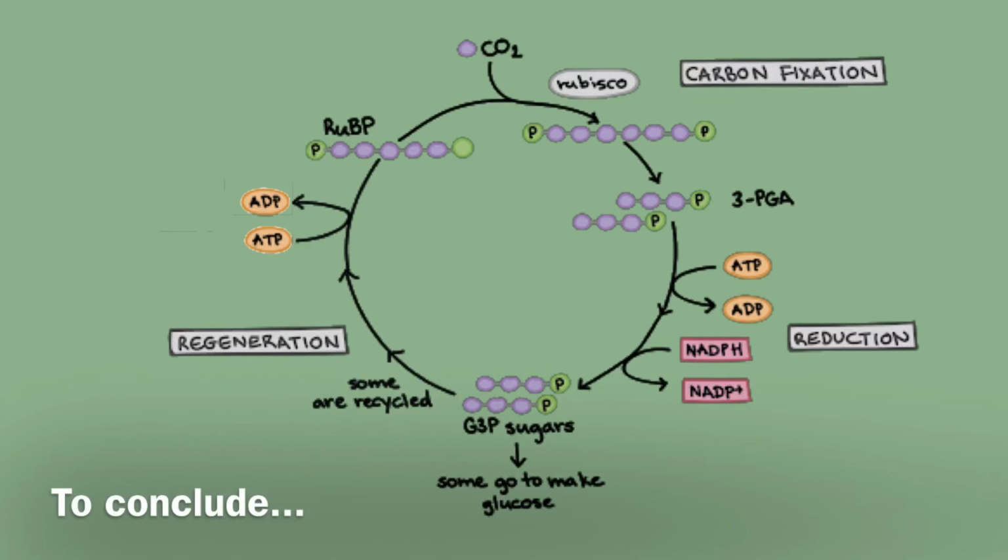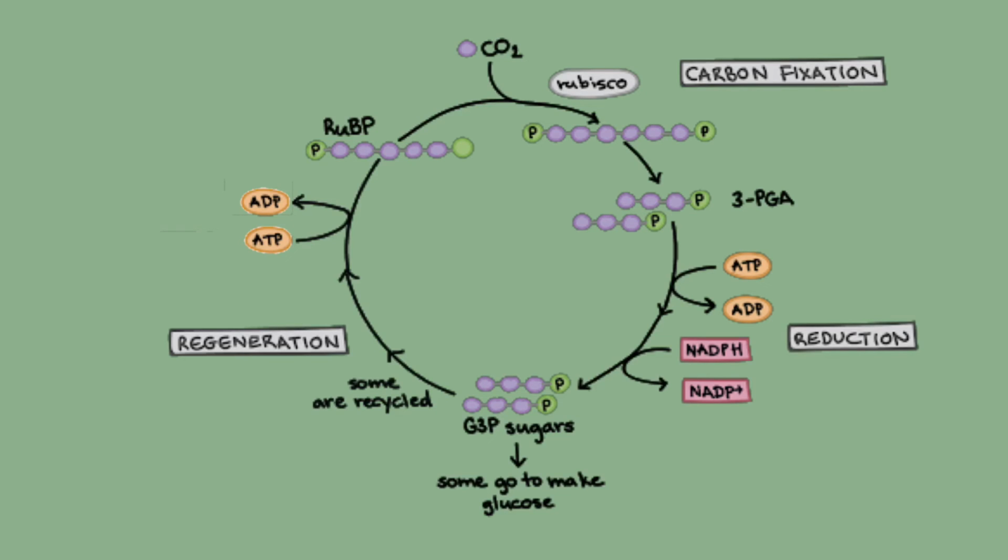In the first stage, carbon fixation, 3 CO2 and 3 RuBP are catalyzed by the enzyme rubisco to create 6 PGA. In the stage of reduction, the 6 PGA becomes 6 BPG, or biphosphoglyceric acid, by borrowing 6 phosphate groups from ATP, which then becomes ADP. The 6 BPG then becomes 6 G3P by borrowing 6 hydrogen molecules from NADPH.